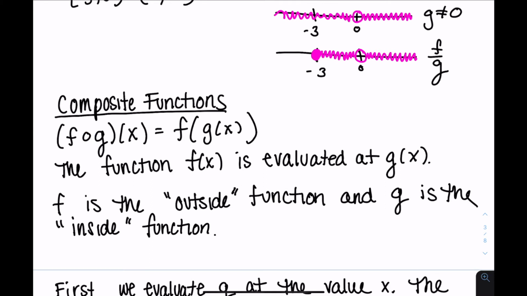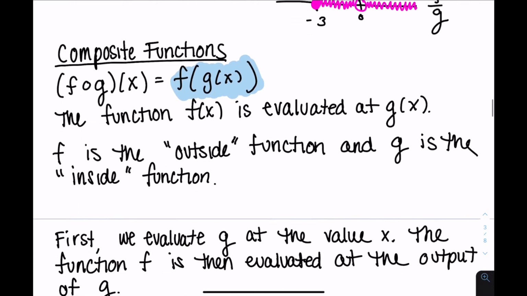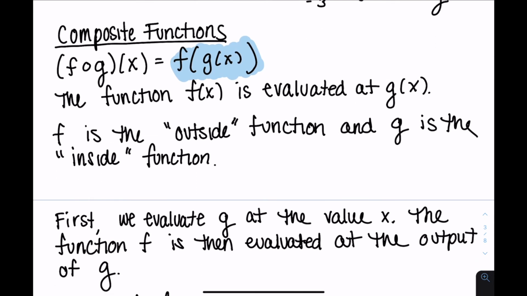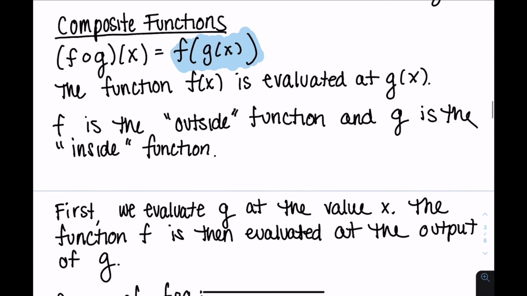So f of g of x means you're going to take the function f, which is the outside function, and evaluate it at the inside function. So it gets evaluated at g of x. Really, when you see this notation, it's the same thing as saying f evaluated at g of x. The way this works is you first evaluate g at whatever x you input, then the output of g becomes the input for f. So you input an x value into g, you get some y value, and that value gets input into f, and you get the output of your actual function.